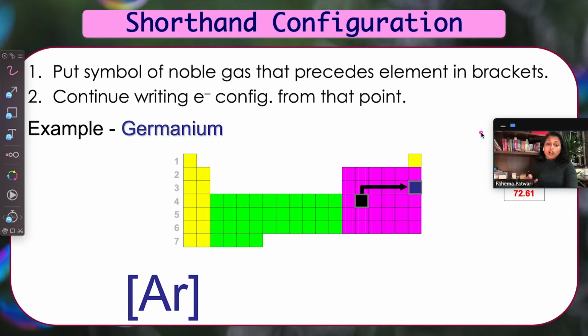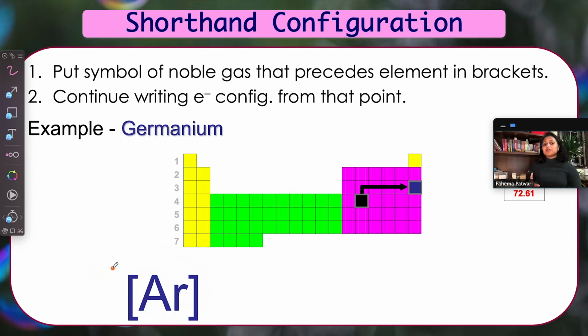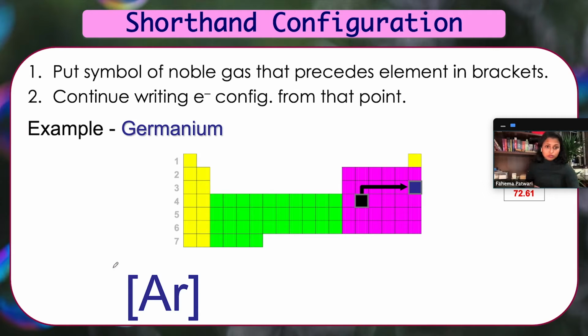Right, so you just write Ar in brackets, and all of this, the electron configuration for all of this, you don't have to write anymore, right? That's assumed in here. If the Ar is there in brackets, it's implied what the electron configuration is that you just skipped. And then you just write the rest, right? You just have to get from here to here, to germanium.